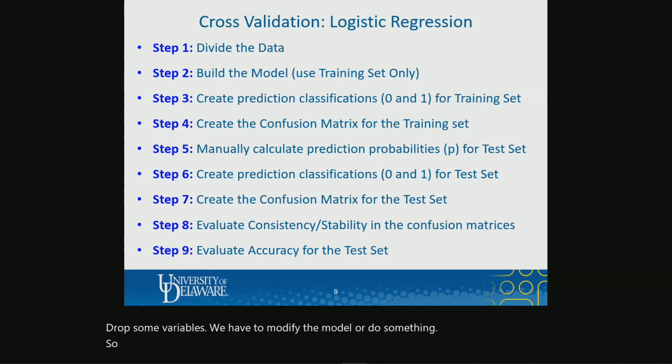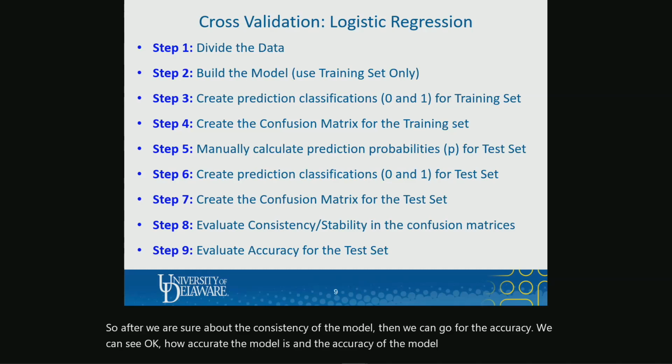We have to drop some variables, we have to modify the model or do something. So after we are sure about the consistency of the model, then we can go for the accuracy. We can see how accurate the model is. And the accuracy of the model on the test set would be the accuracy of the model.